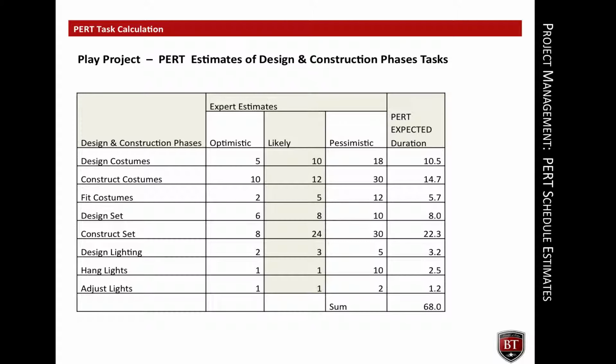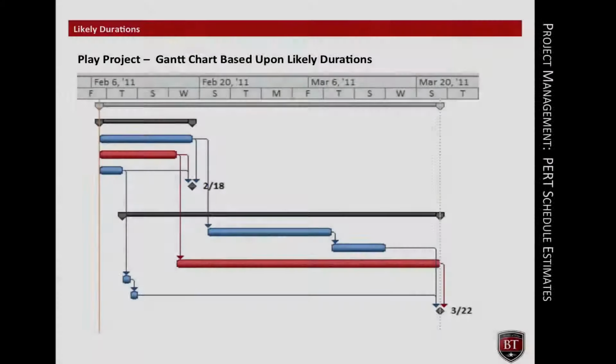This is an example of PERT estimated means for the design and construction phases of the community play project. Notice that the weighted average task duration sometimes differs from the most likely task duration. This slide shows the critical path of the design and construction phases before tasks on the critical path are adjusted with the PERT weighted average. Notice that the design phase is scheduled to be completed on February 18th and the construction phase is scheduled to be on March 22nd.